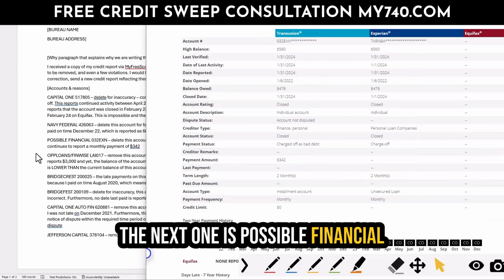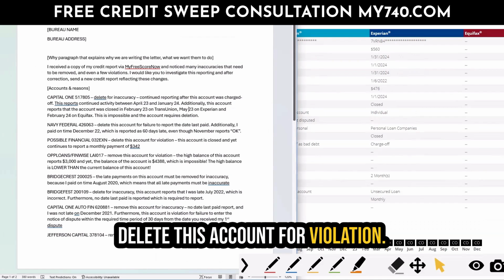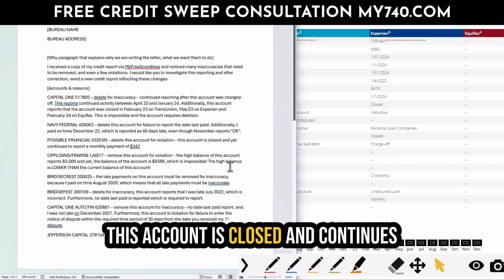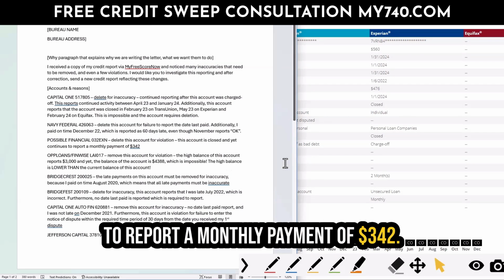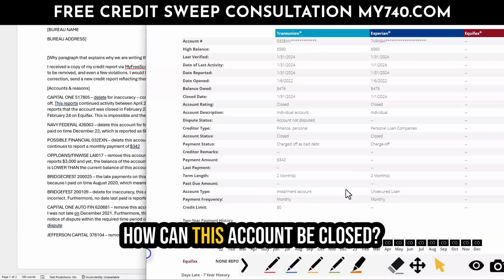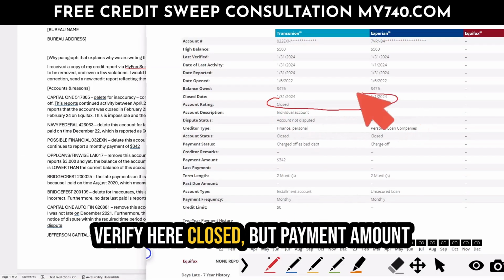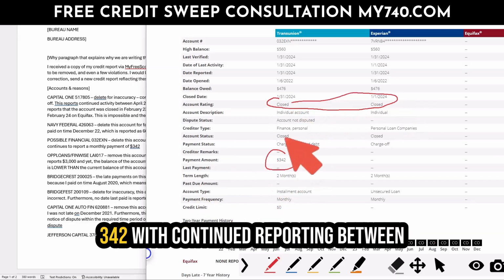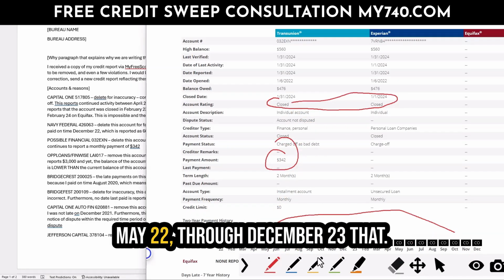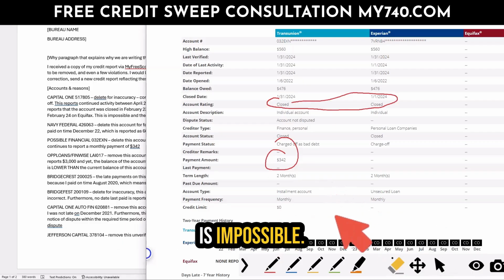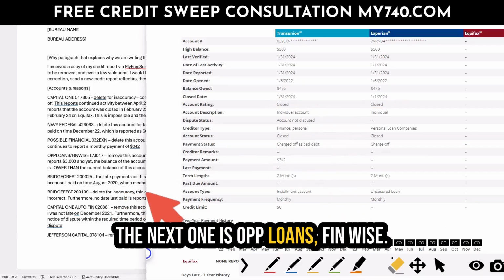The next one is Possible Financial. Delete this account for violation. This account is closed and continues to report a monthly payment of $342. How can this account be closed? It's charged off, right? Verify here, closed, but payment amount $342 with continued reporting between May 22 through December 23. That is impossible.